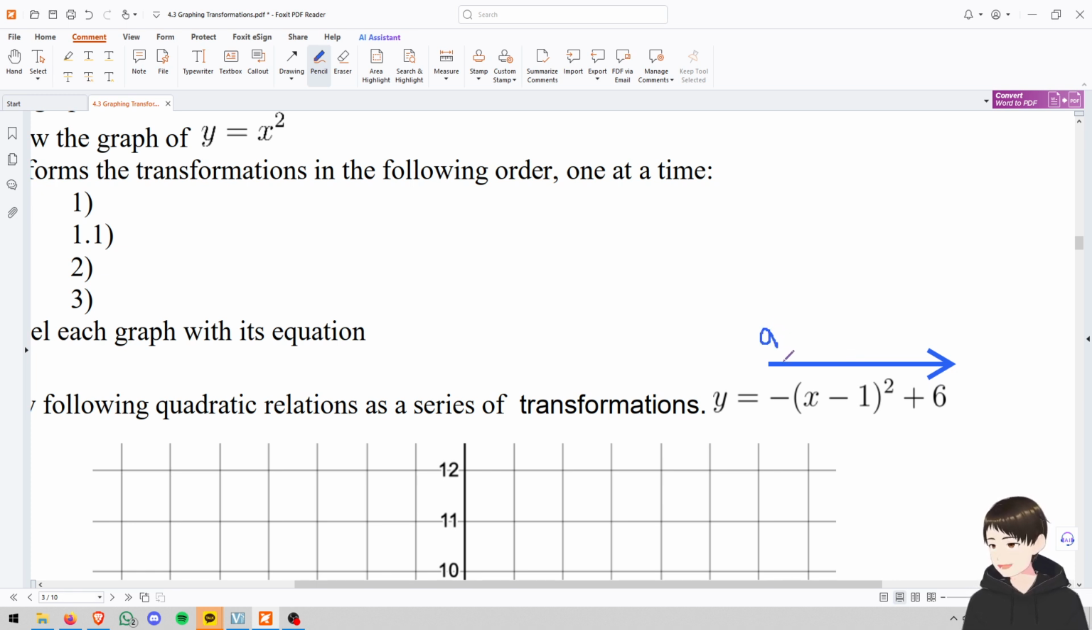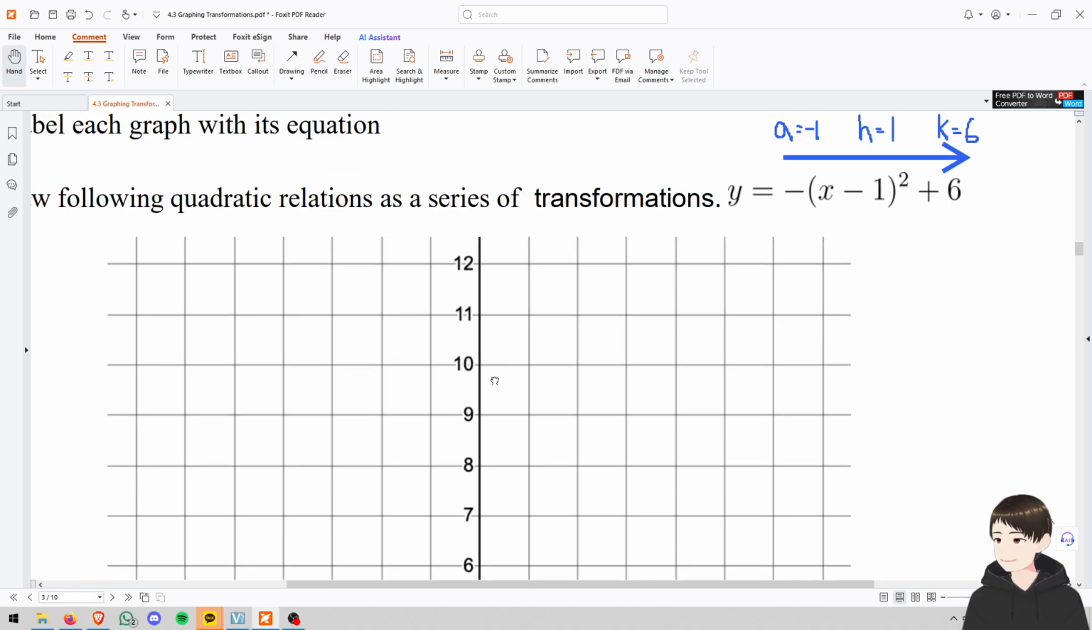So my A value here is negative 1. Do this to your parent function first. Your H value then is positive 1. Do this to the parent function next. And your K value is 6. Do that to the parent function last. Okay? So what does that look like?